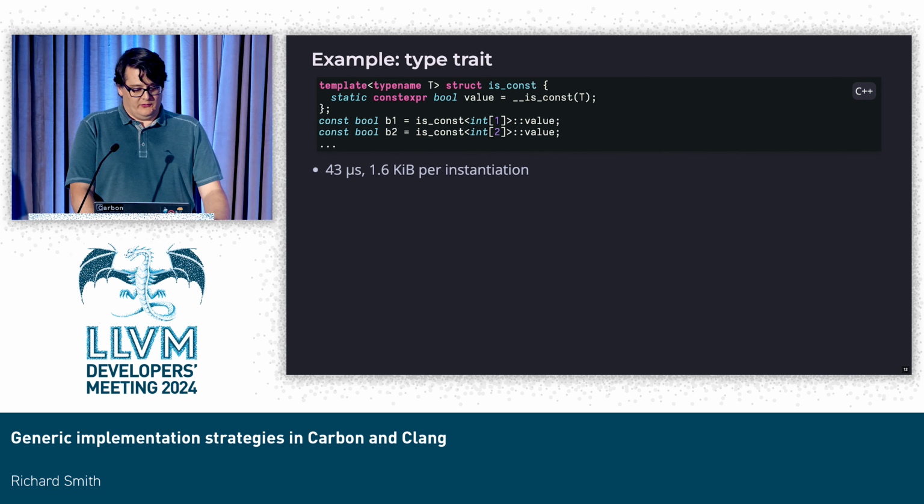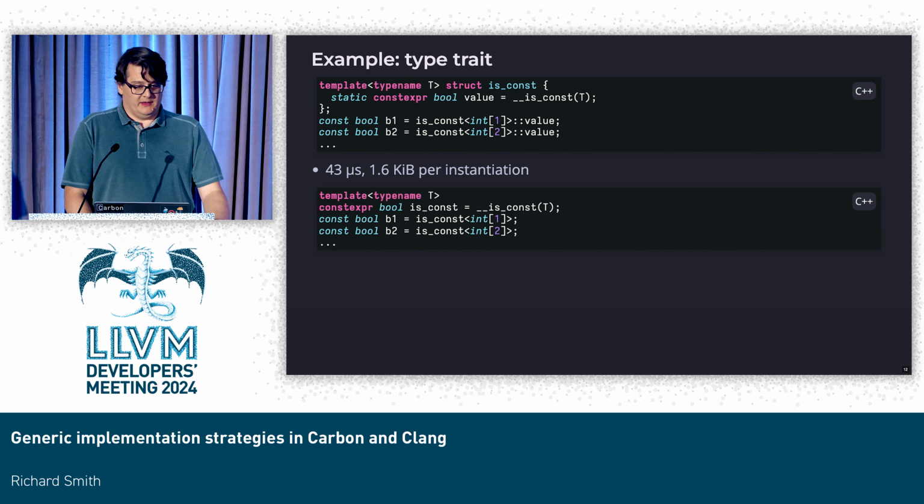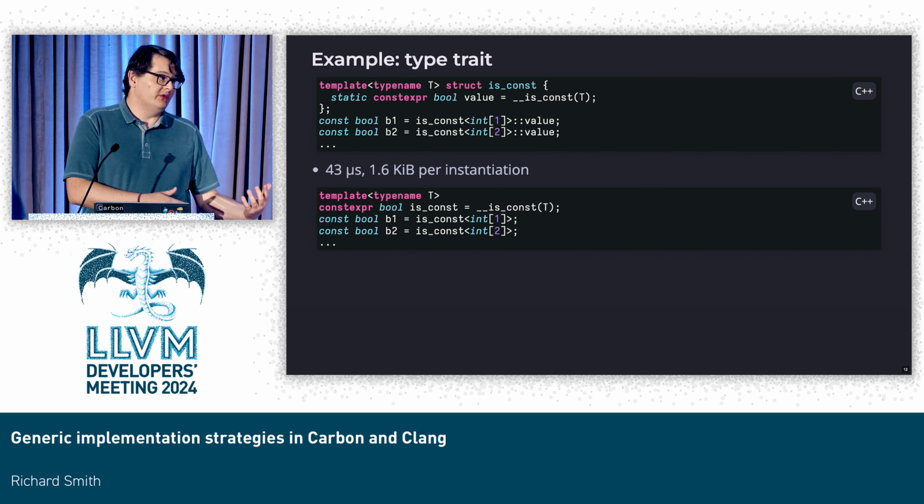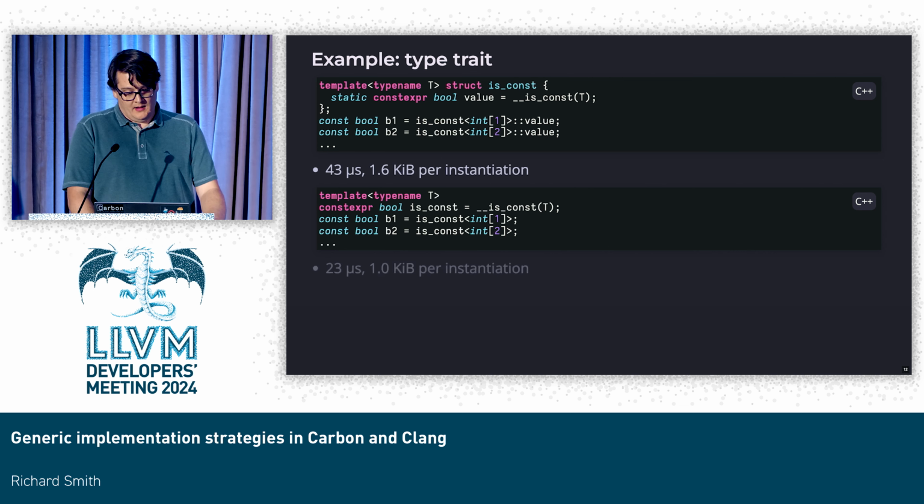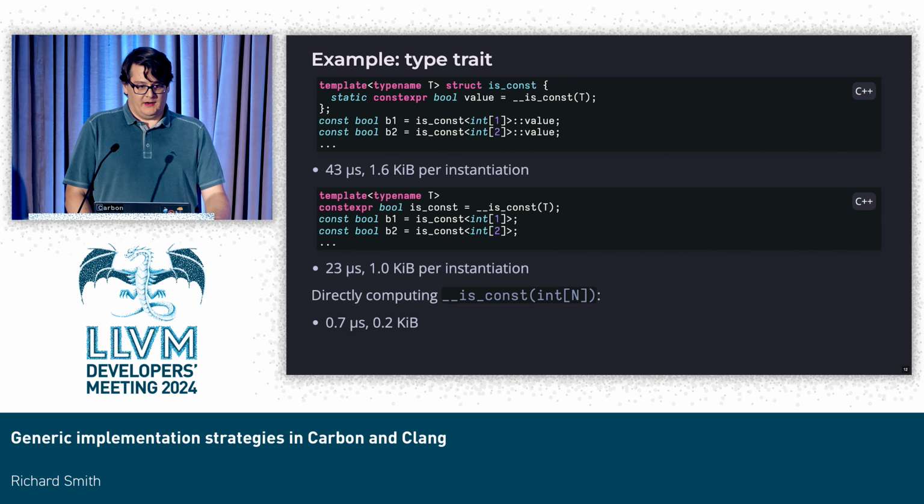A more modern way of doing this is with a variable template, which is aiming to remove some of that class-specific cost. And that does remove some of the cost, but it's still pretty high cost, 23 microseconds on my machine, and about 1 kilobyte per instantiation. And this is in comparison to the cost of actually just directly using the compiler built-in type trait, which is still about 50 times faster and about 5 times smaller.